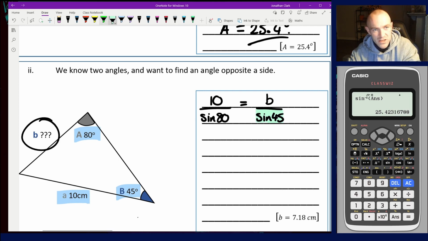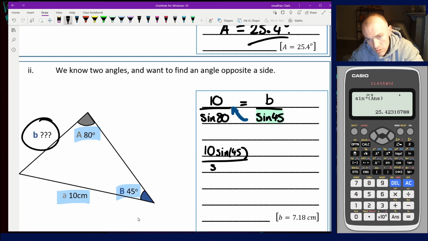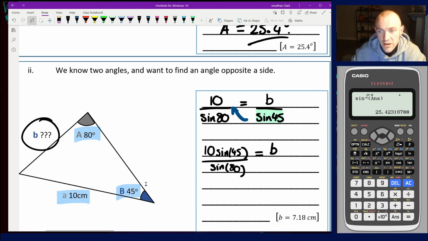I'm going to move this up the left side, multiply by it. And if I type this quantity in on the calculator, I'm hoping that it's just going to give me my answer straight away. Let's see how it goes.